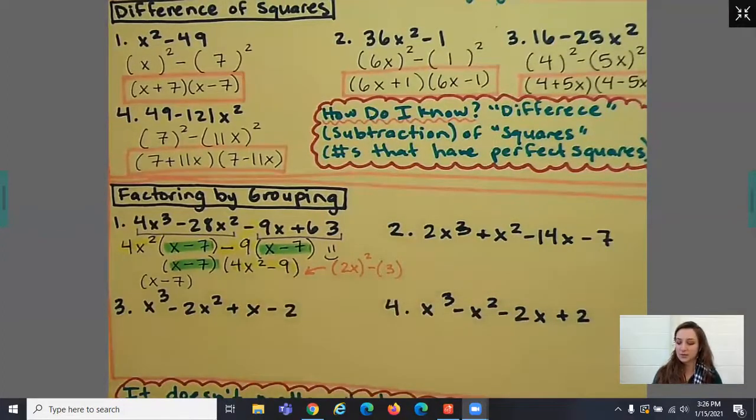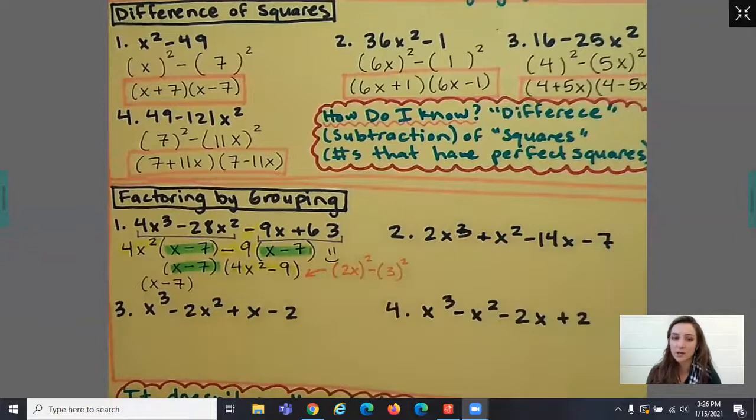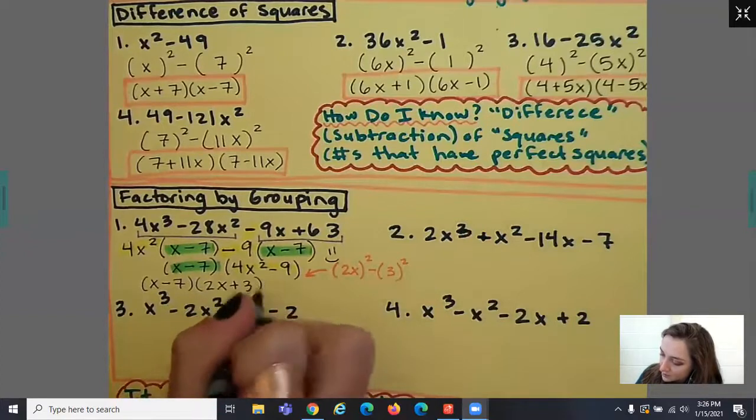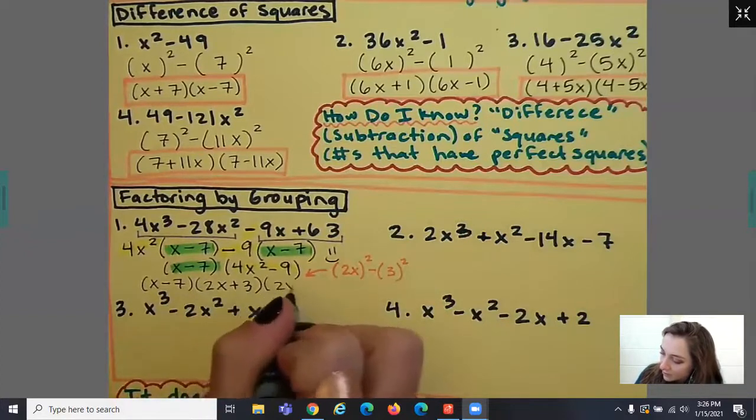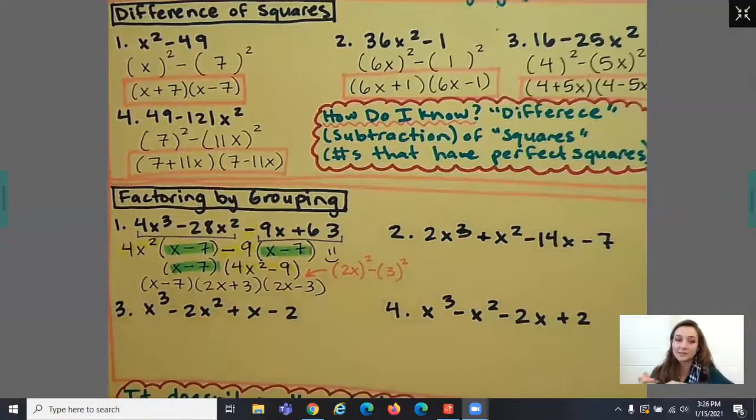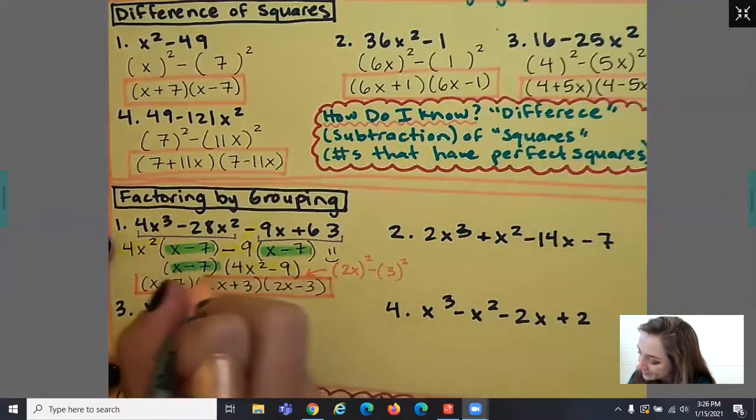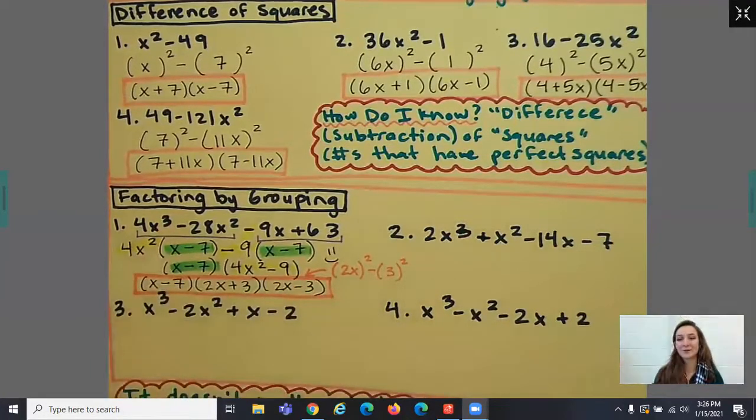So using these two things here, 2x squared and 3 squared, we can rewrite this as first term plus second term, so 2x plus 3, and then first term minus second term, so 2x minus 3. And this is our completely factored form of this 4-term polynomial. Quartic polynomial. I couldn't think of how to say that.